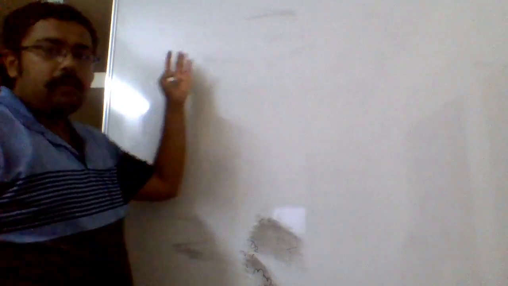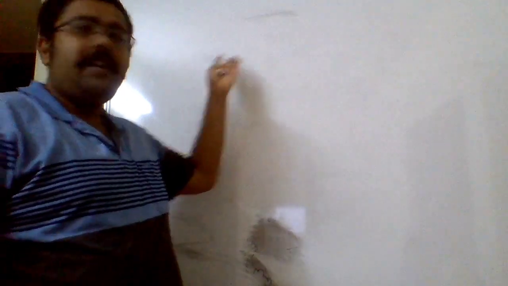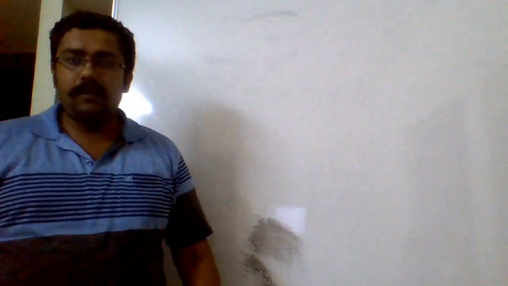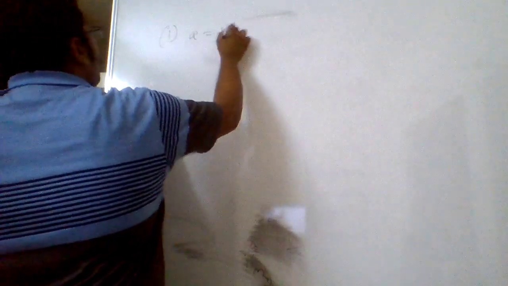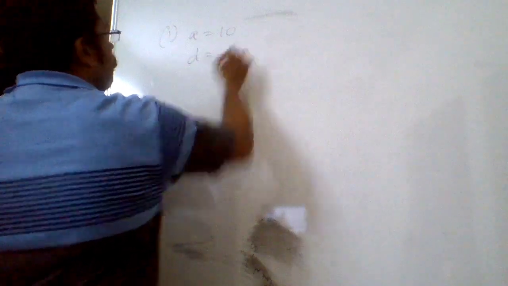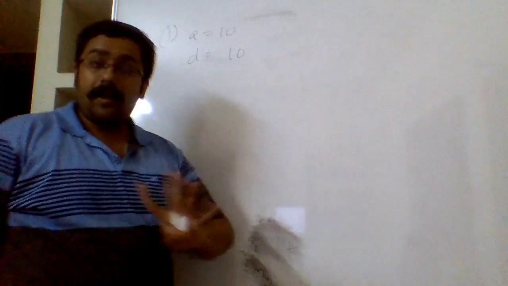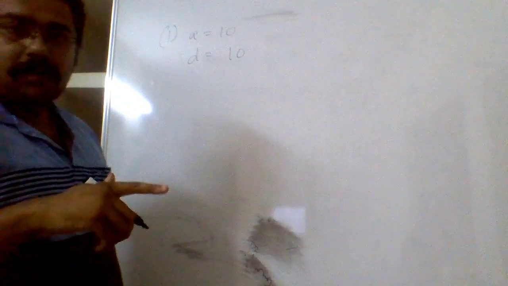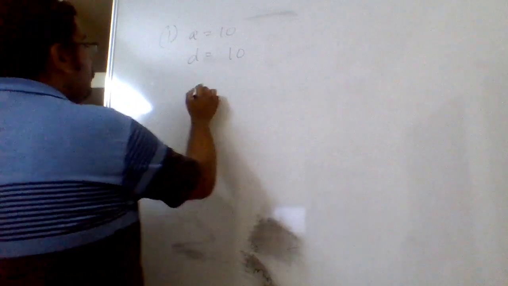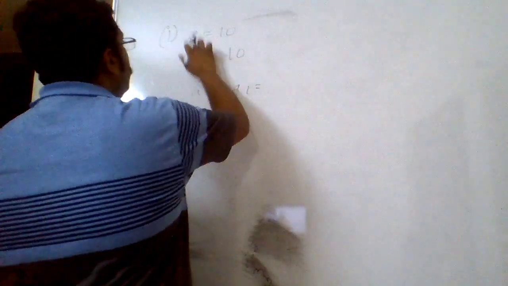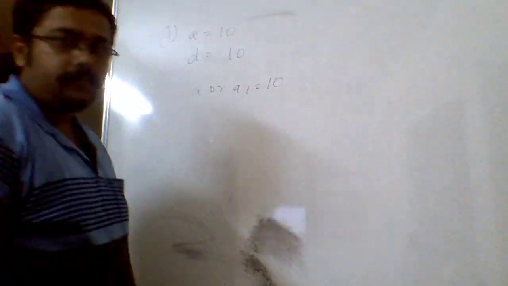I told you in the previous session that the general form of AP is A, A plus D, A plus 2D, etc., till A plus (n minus 1) into D. Now they have given you in the first question A is equal to 10 and D is equal to 10. So how will you find the first four terms? First term is denoted by A or A1. So A or A1 is equal to 10, which is given here.